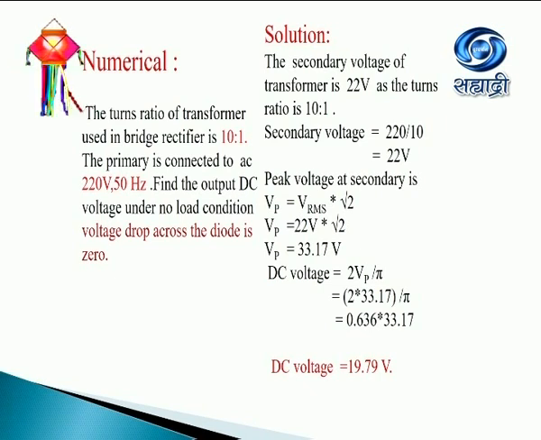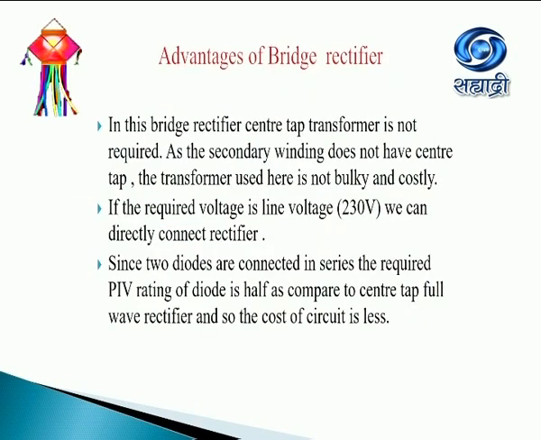Solution. The secondary voltage of the transformer is 22 volts as the turns ratio is 10:1. Secondary voltage is 220 divided by 10, that is 22 volts. Peak voltage at secondary, Vpeak, is equal to Vrms into root 2, that is 22 into root 2, that is 33.17 volts. DC voltage is 2Vp upon pi, that is 2 into 33.17 upon pi, that is 0.66 into 33.17, that comes out to be 19.79 volts.